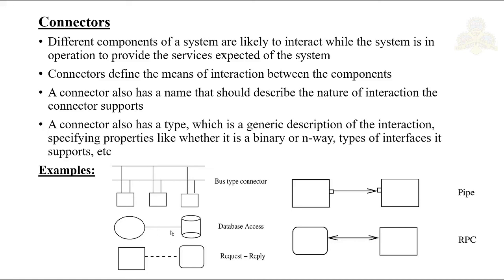This is for database access. This is for request reply. This is pipe. Then this is the RPC, remote procedure call. So in our architecture, whenever you have components, these connectors come into the picture whenever the components try to interact with each other, so that if the components interact with one another, then the entire system functionality would be provided.